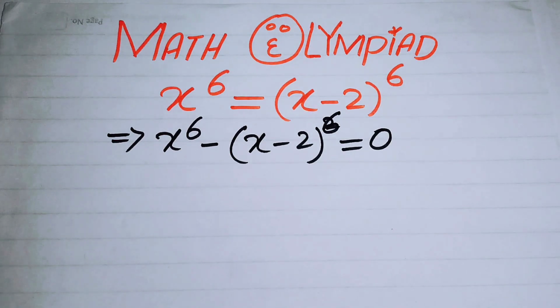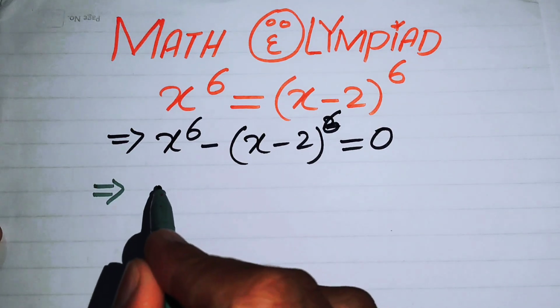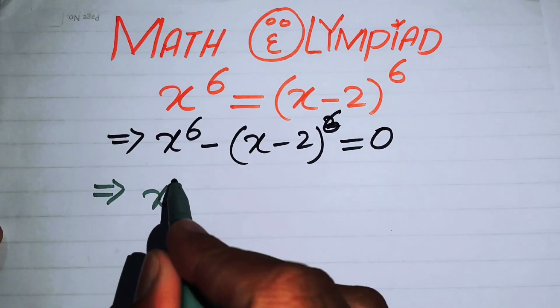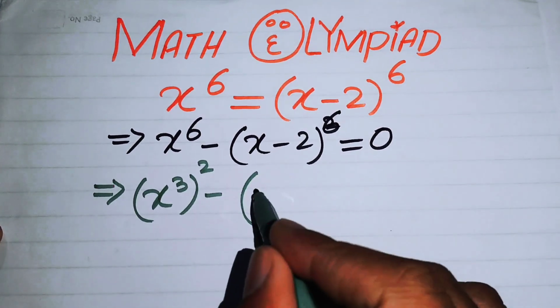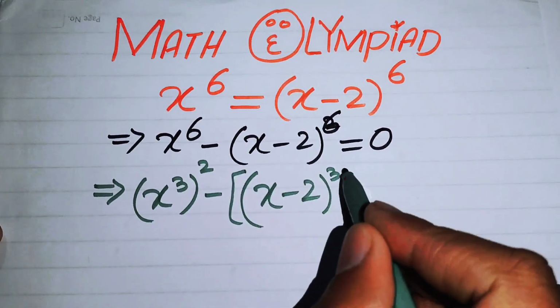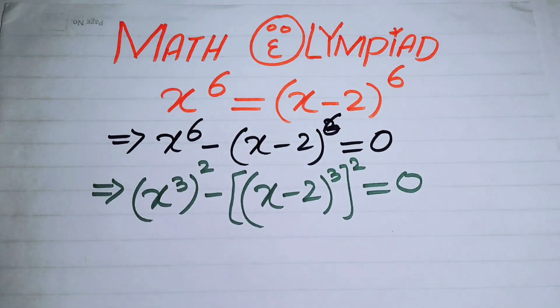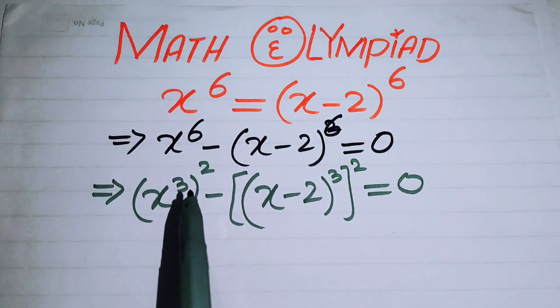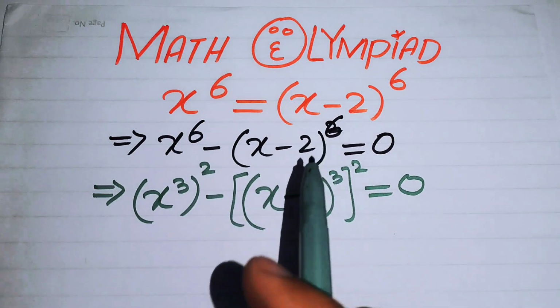And after that we will use the nice exponential rule, and we write this expression as (x cubed) whole squared minus ((x minus 2) cubed) whole squared equals 0. Here you see that we just break the 6 into 3 times 2, and we write in this form. Similarly we break this 6 and write in this form.